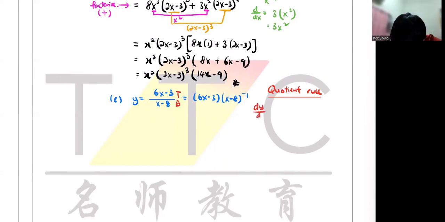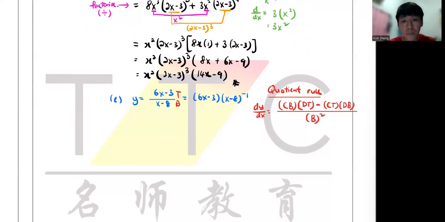So the symbol as usual, dy over dx. But this time you got a fraction for the formula. Copy bottom, differentiate top, minus. Now the other way around: copy top, differentiate bottom. Yes. So the whole thing divided by bottom squared. So that's your quotient rule. So I replace it with the top and bottom instead of the U and V.